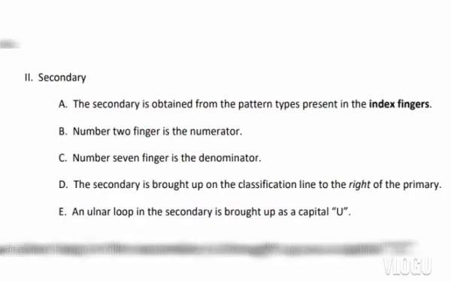Second is secondary. The secondary is obtained from the pattern types present in the index fingers. Number 2 finger is the numerator. The number 7 finger is the denominator. The secondary is brought up on the classification line to the right of the primary. An ulnar loop in the secondary is brought up as a capital U.